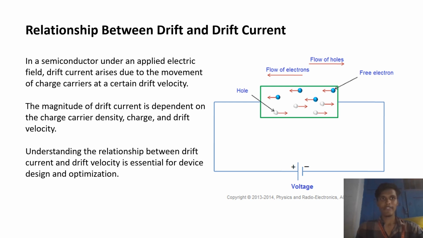Relationship between drift velocity and drift current. In a semiconductor under an applied electric field, drift current arises due to the movement of charge carriers. The magnitude of drift current depends on charge carrier density, charge, and drift velocity. Understanding the relationship between drift current and drift velocity is crucial in device design and optimization.